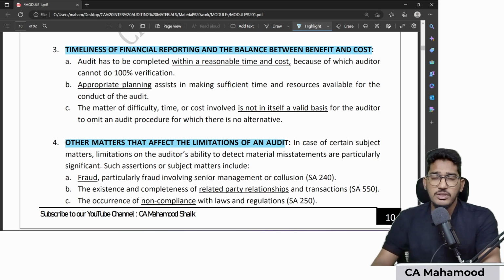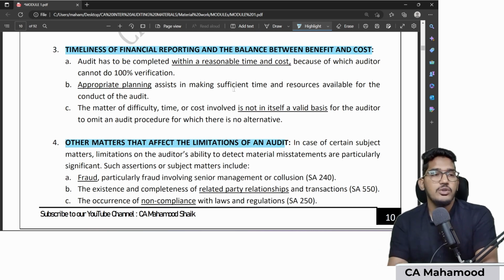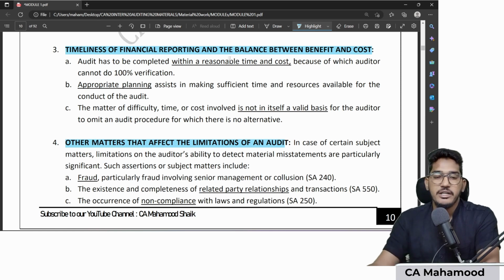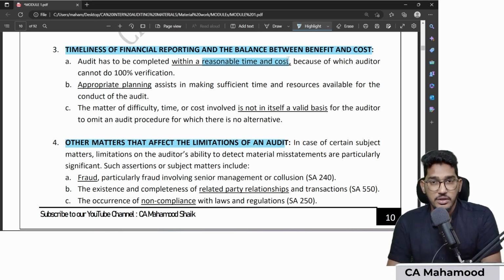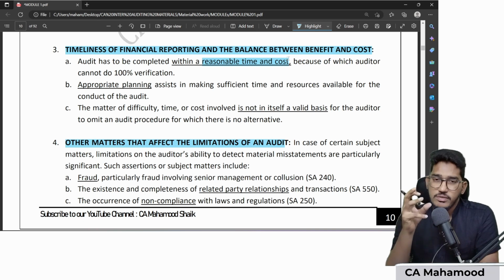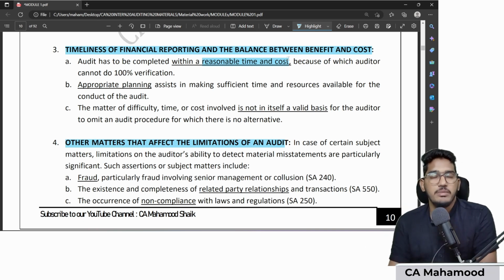Then talking about the third inherent limitation, time and cost benefit comparison. As we all know, audit has to be completed within a reasonable time and cost. You will not be given enough time. You will not be given 2-3 years to complete the audit. You will not be given thousands of crores of money for doing the audit. So audit always has to be completed within reasonable time and reasonable cost. If so, can we do 100% verification of the client? No. Assume Reliance Industries Limited.